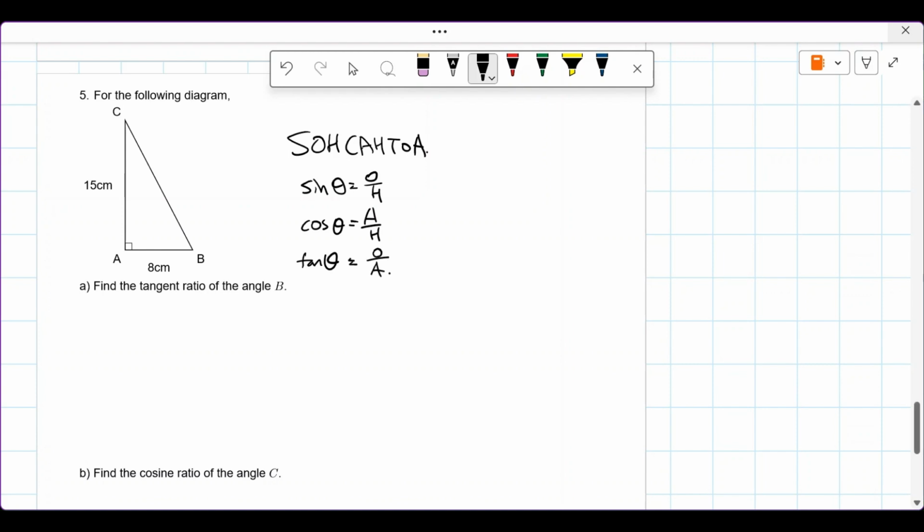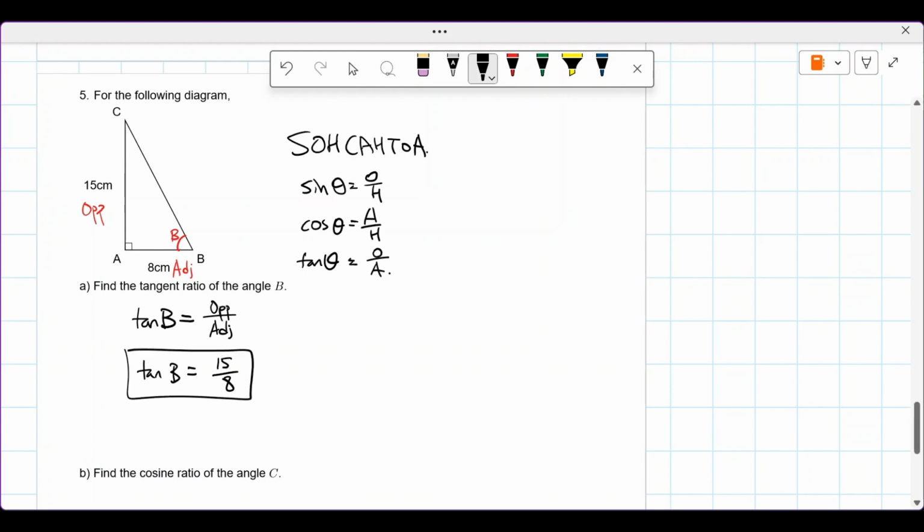So that means that for the angle B, the opposite side is going to be the 15 centimeters, and the adjacent side is going to be the 8 centimeters. For the angle B, at least. So therefore, the tangent of B is equal to opposite over adjacent, and tangent B here is going to be 15 over 8. And that's my final answer.